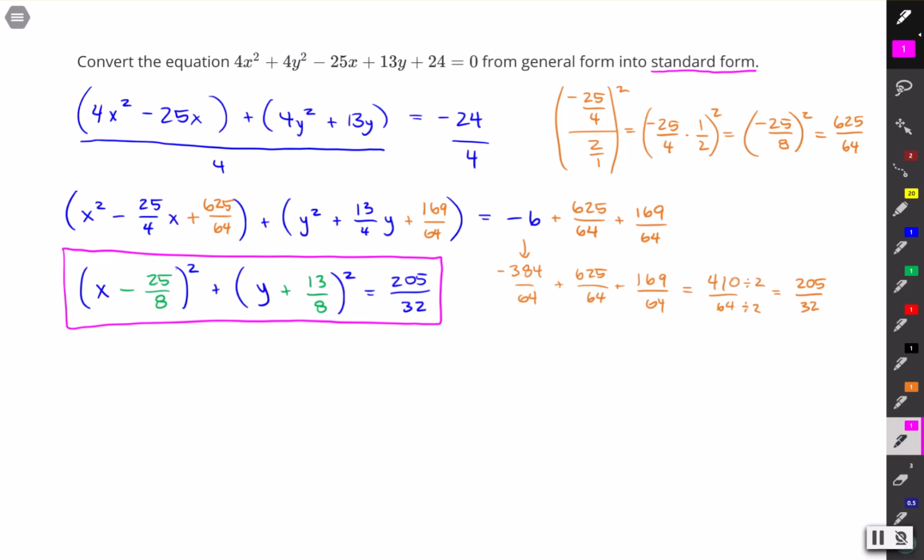Now, if we had been asked to give the center and radius, well, then we would continue on, and the center would be at 25 eighths, negative 13 eighths, and then the radius would be the square root of this fraction here. So that would be our answer then, but in this case, since we're only asked to change this into standard form, we're all set with this equation.